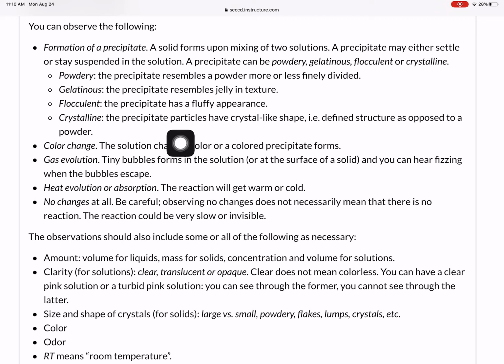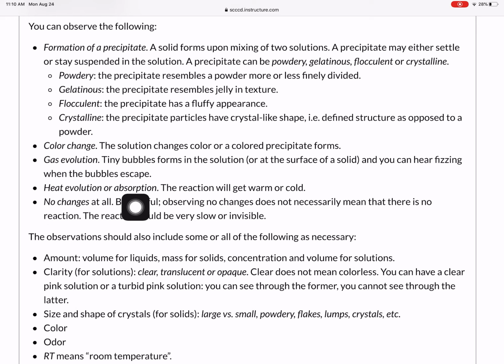So when you observe that a precipitate forms, don't just say a solid formed. Tell me what kind. What was the quality of it? What was the color of it? There's a lot of color changes here. Be as descriptive as you want. There's no exact right answer for the description of the color. What color does it look like to you? Gas evolution, if we see bubbles forming, or we can hear fizzing, which you can't on the videos, but you can see the bubbles, so that's gas evolution.